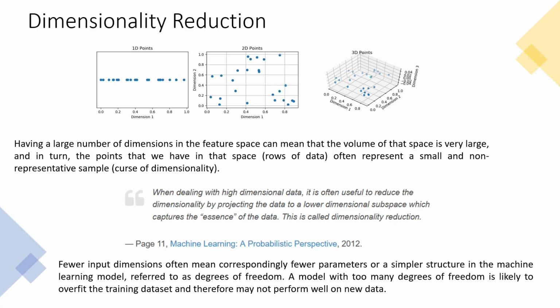Fewer input dimensions often mean correspondingly fewer parameters or a simpler structure in a machine learning model, referred to as degrees of freedom. A model with too many degrees of freedom is likely to overfit the training dataset and therefore may not perform well on new data.